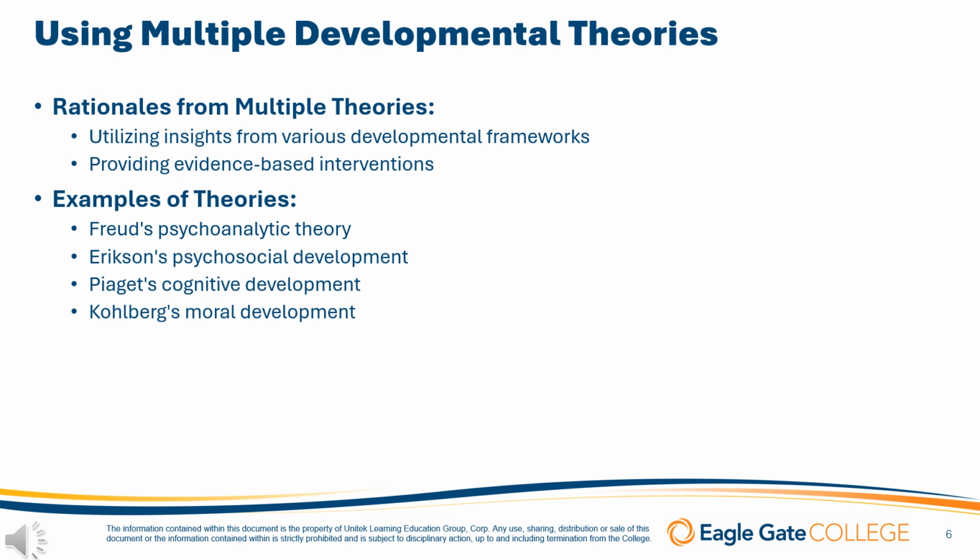Using multiple theories allows us to implement evidence-based interventions. This approach ensures our care strategies are grounded in well-researched concepts, enhancing their effectiveness. For example, understanding Piaget's stages of cognitive development can guide how we communicate with patients of different ages, ensuring that our instructions and education are age appropriate and easily understood. Similarly, Kohlberg's stages of moral development can inform our approach to ethical discussions and decisions with patients and their families.